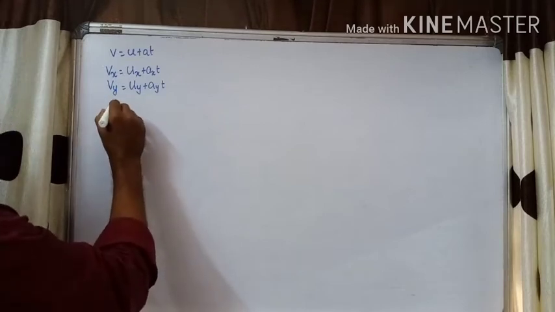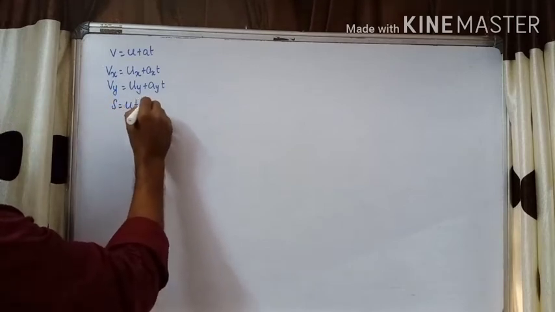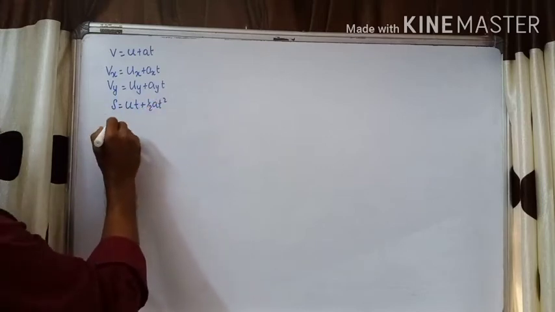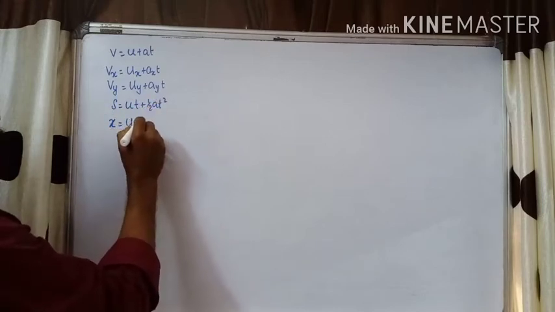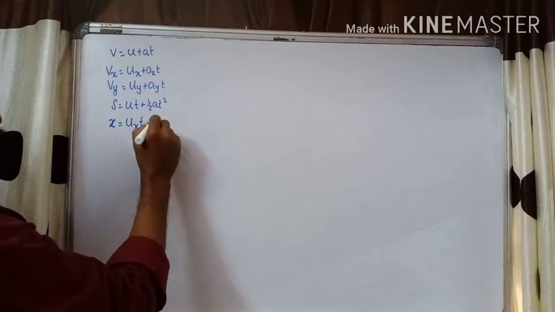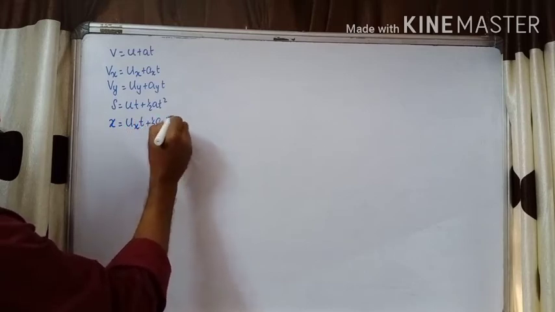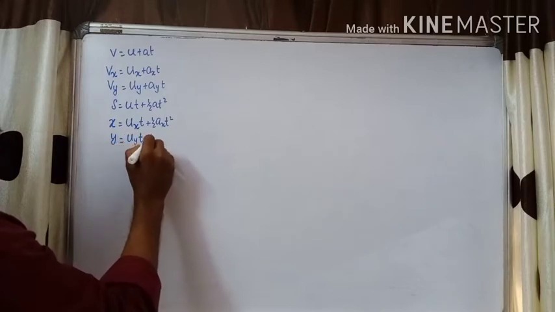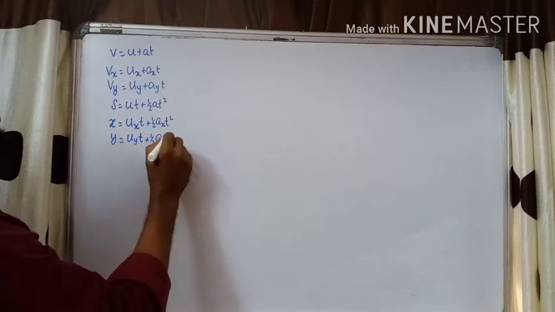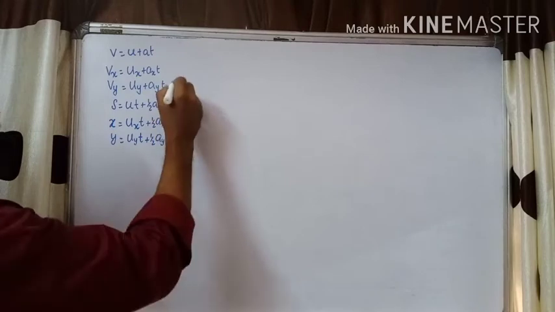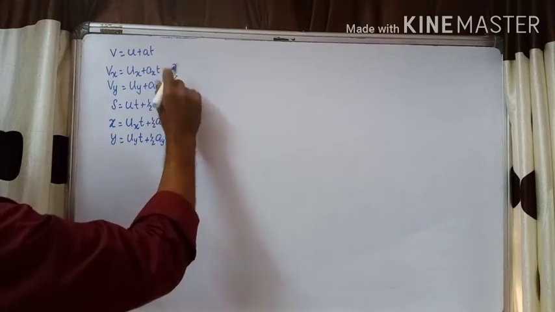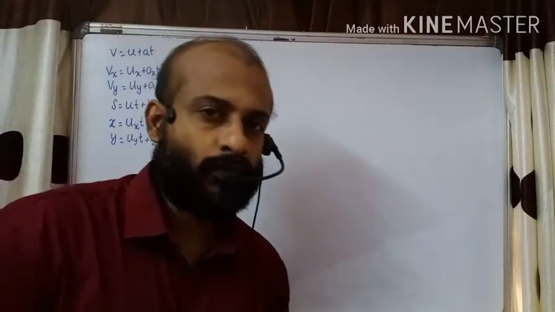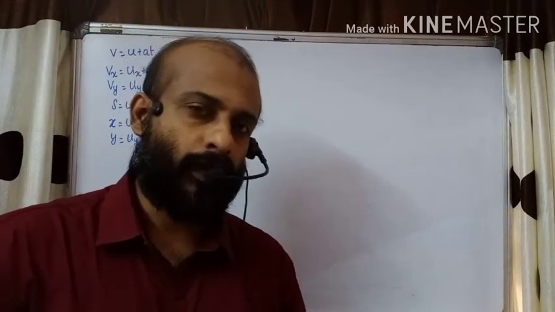Now another equation, s is equal to ut plus half at square. This also we can write in component form. The x component is x is equal to Uxt plus half Ax t square, and y is equal to Uyt plus half Ay t square. These are the first set of equations and second set of equations. So we have seen the equations of motion in component form, taking x and y components.